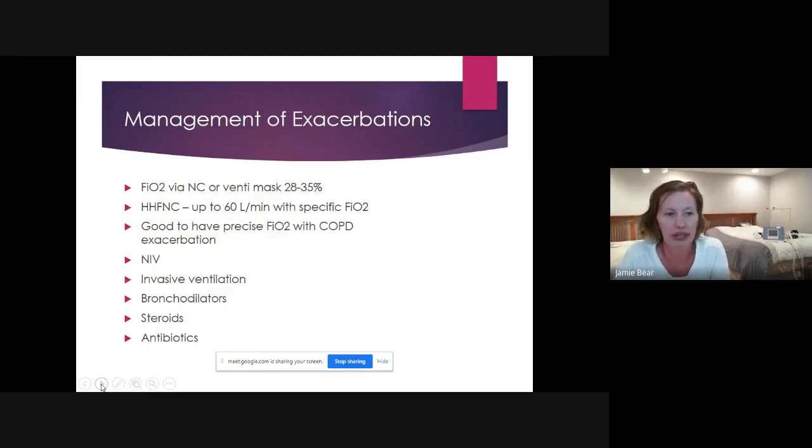Non-invasive if they can tolerate it, invasive ventilation, so intubate and initiate mechanical ventilation if need be. And then three other managements are continuing to up those bronchodilators, systemic steroids, and then antibiotics also if they need it in the hospital.